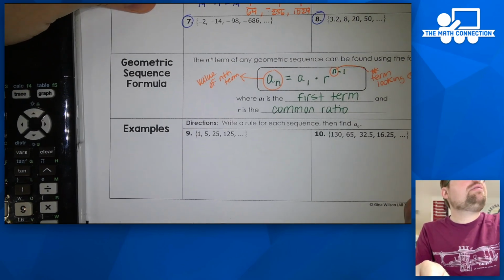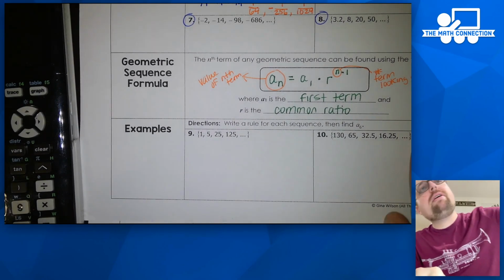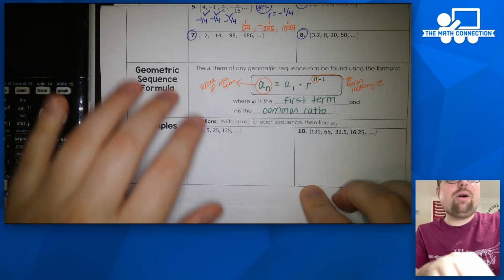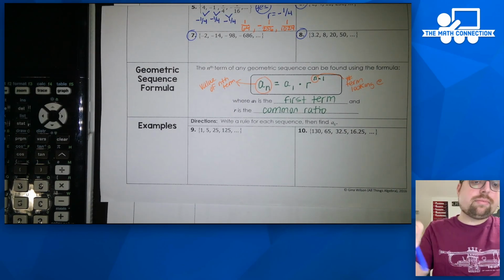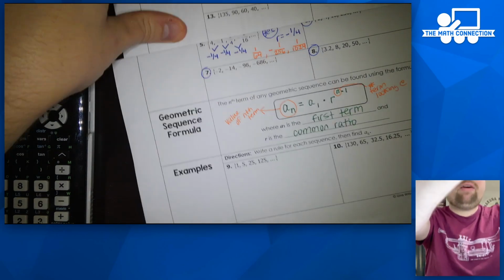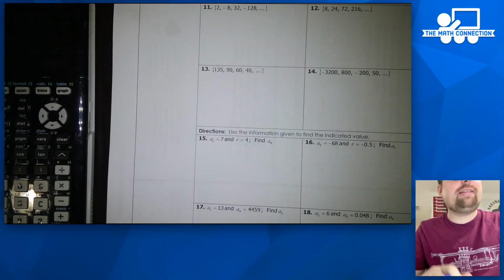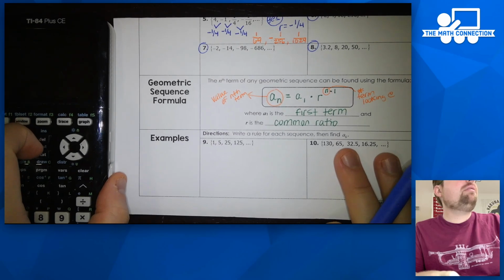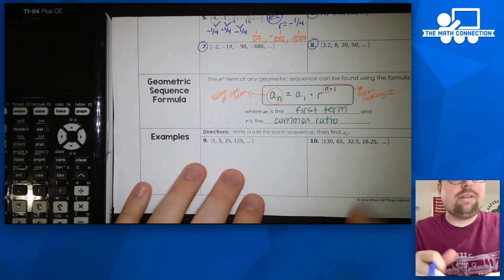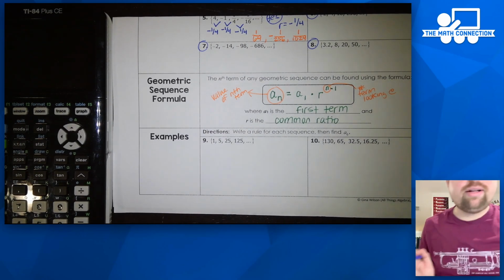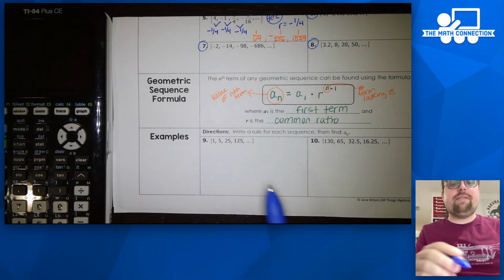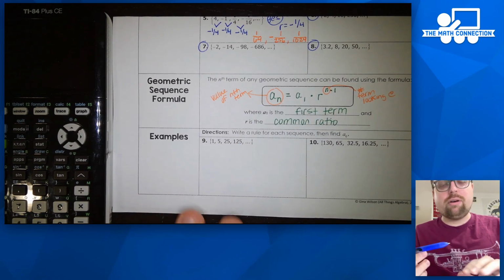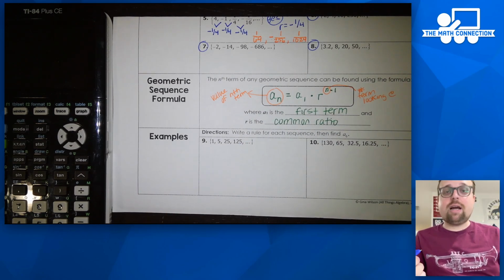Okay, so we're going to look at these examples here on the bottom of the page, and the examples say write a rule for each sequence, and then once you've written that rule, they want you to find the 6th term in the sequence. Okay, I think that's a little easier to see everything now. So here's the sequence. It's 1, 5, 25, 125, etc. In order for us to figure out what we're plugging into this rule, the first thing we need to figure out is what's the common ratio.